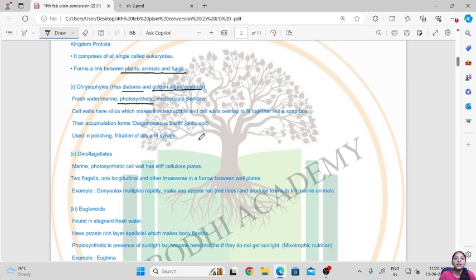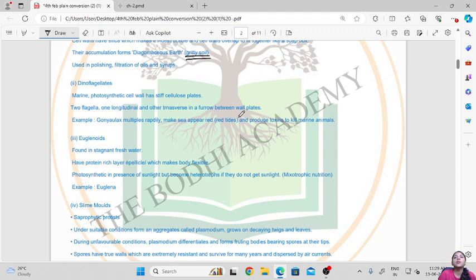Then the accumulation of these forms diatomaceous earth, that is gritty soil, over generations or many years. Then this diatomaceous earth is used in polishing or filtration of oils and serums. So this is all about the chrysophytes, that is the diatoms or the desmids.